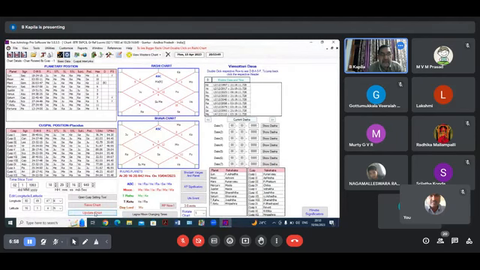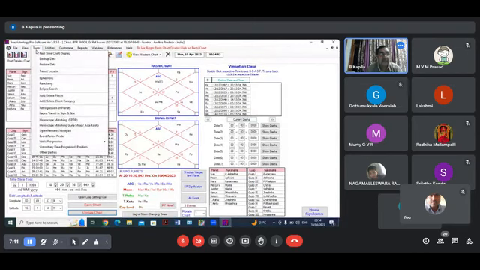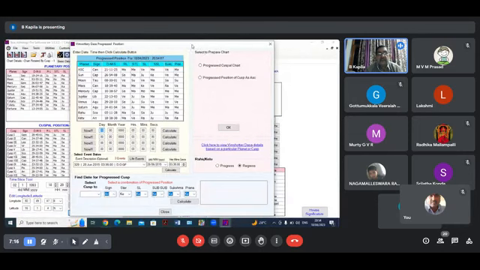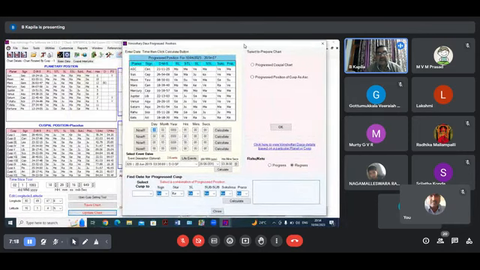If I update this chart, save this chart, and then again, now is the progress chart, has the Vimshottari Dasa progress chart appeared on your screen or not? Yes, sir. Is it there? Yes. Okay. Now again I proceed on to the event of marriage.